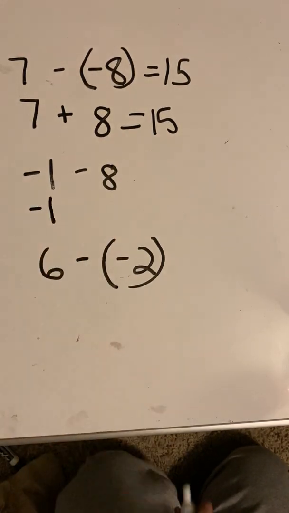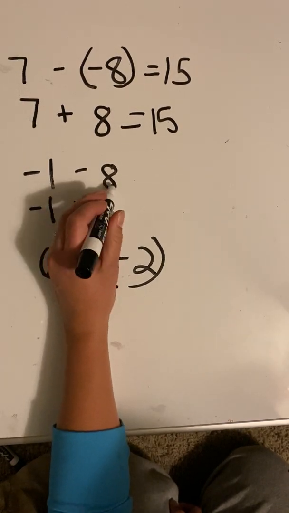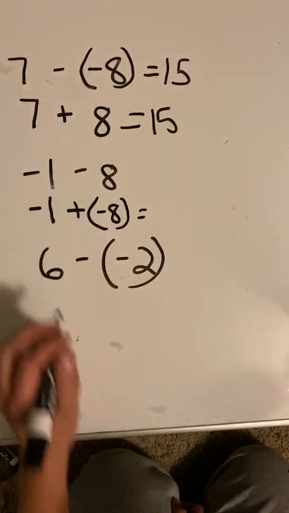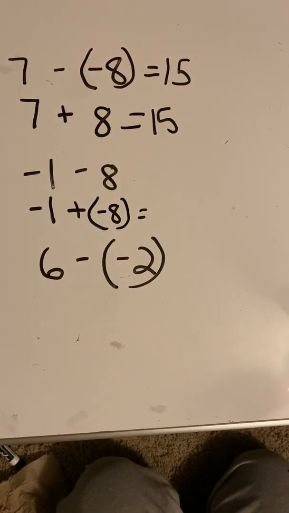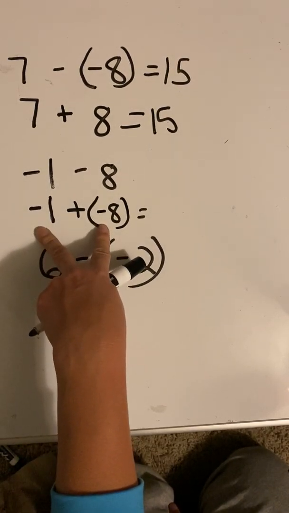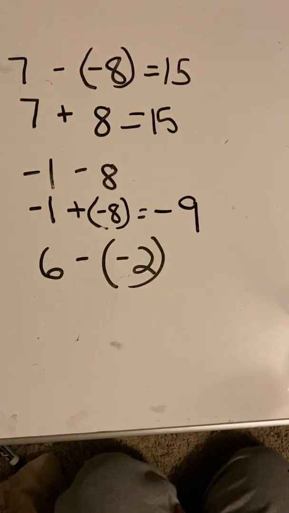-1 minus 8. Keep the first number the same, so -1 stays -1. Change this to addition. +8 becomes -8. Okay, right? Now you're thinking back to your adding integer rules that we've been practicing. When you're adding and they're both negative, we want to add and keep it negative, so this becomes -9.